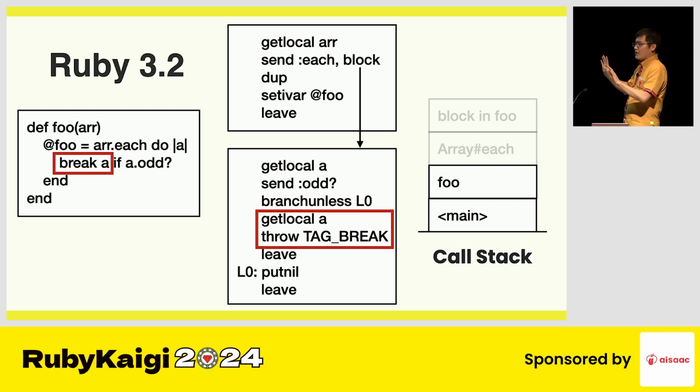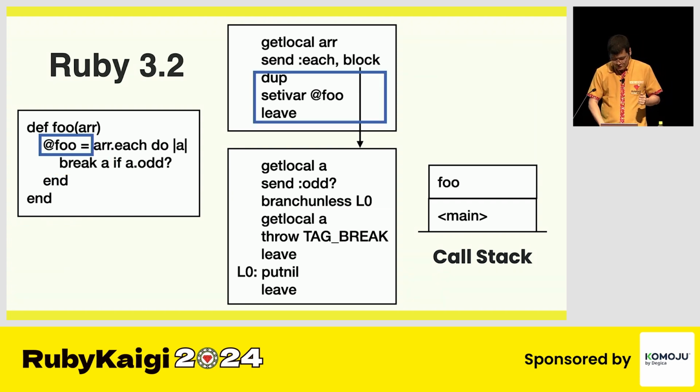So this is why we need to implement it as an exception. Because Array#each by default returns the receiver, which is the array, but if you use the break statement, you can return something else from Array#each. For that reason, you need to pop the Array#each frame first, and then push the argument given to break, which is a local variable in this case. So we kind of need to pop multiple frames here, which is why we use the exception.